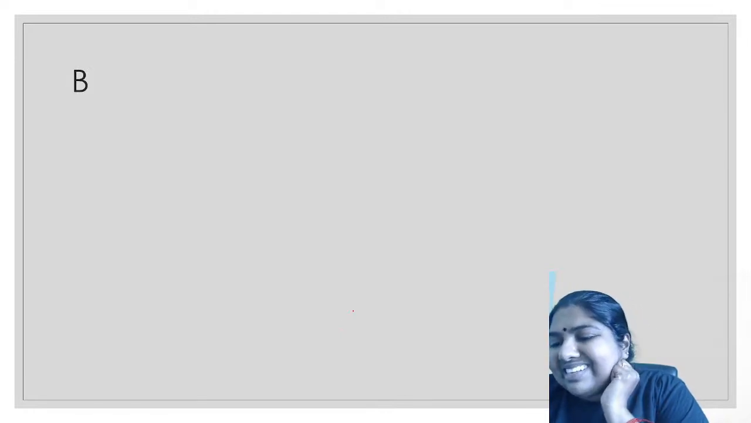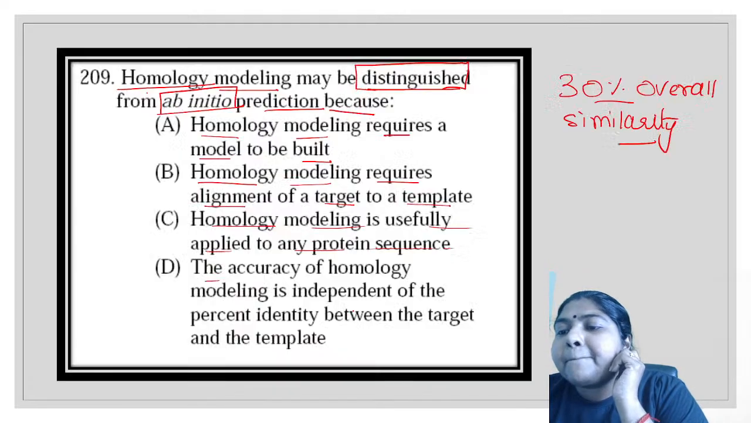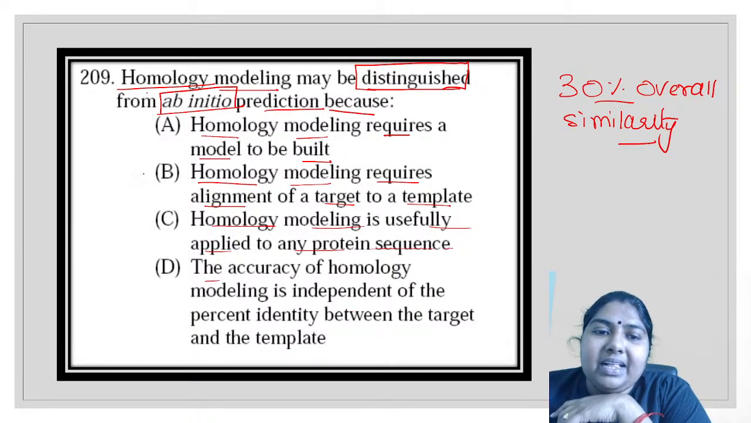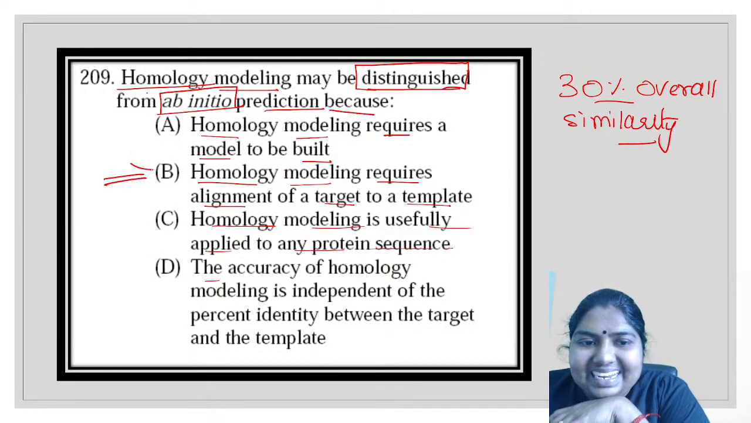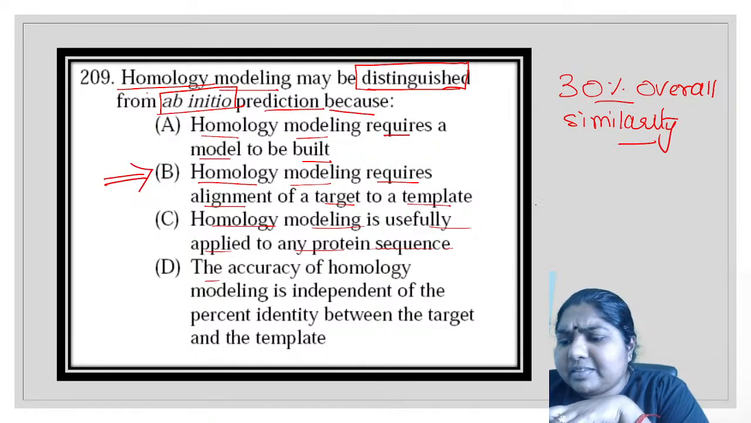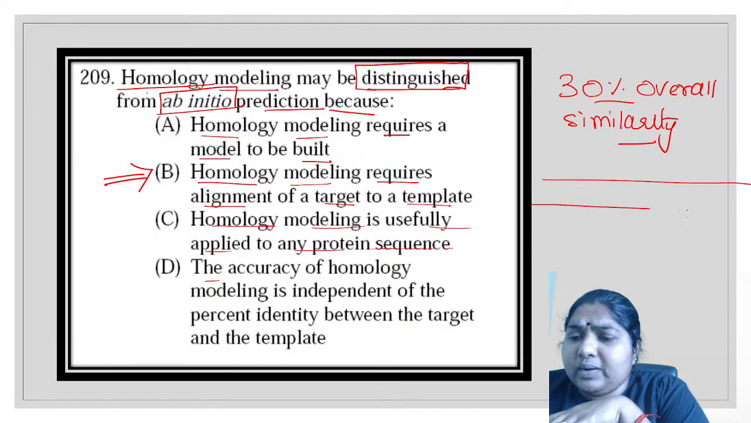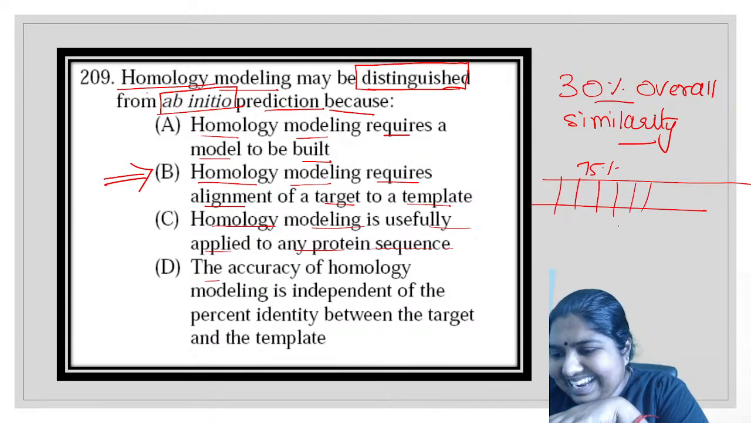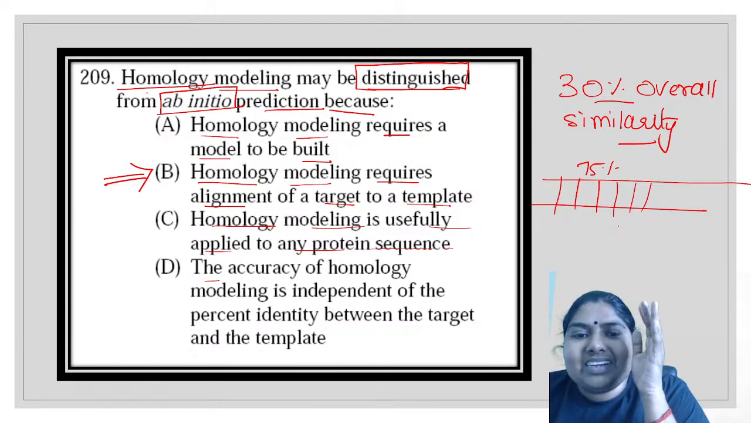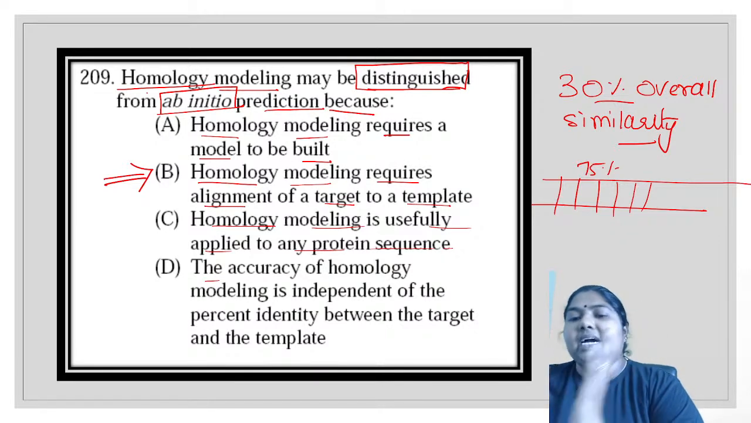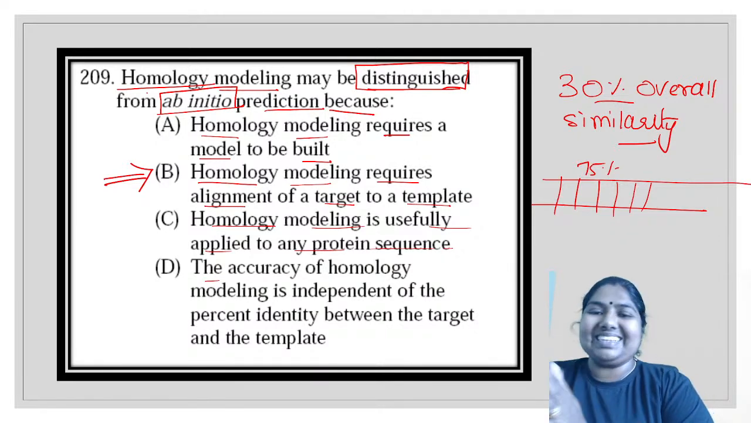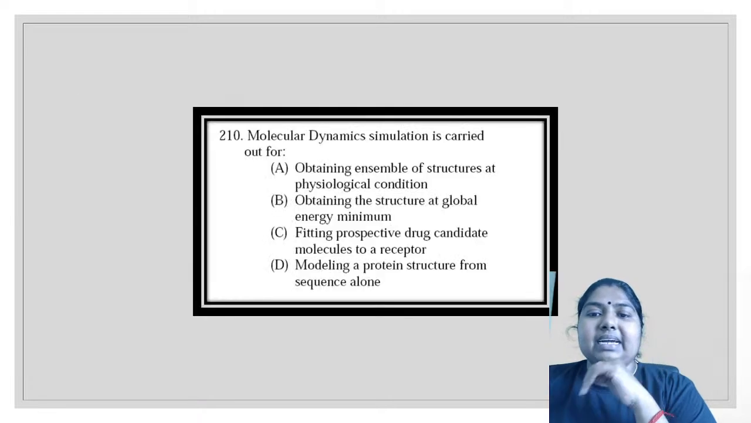absolutely, no doubt. B is going to be the correct answer. I told you, no. So in homology modeling, yes, Nanda, right? B only. In homology modeling, you are going to align. So I told you 30% overall similarity, and if you are going to align 75%, it should be matching. Correct? Yes. So it requires the alignment of the target to the template. So that is absolutely going to be the correct answer.